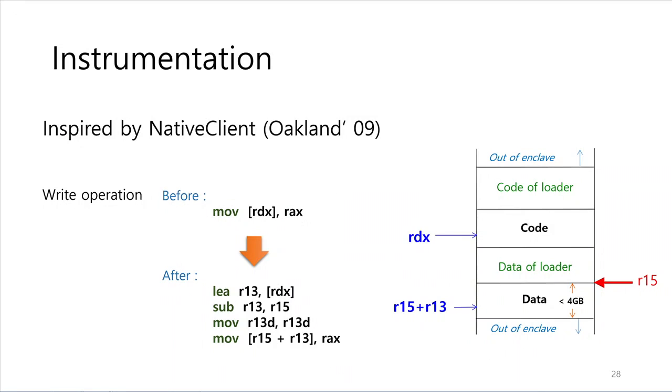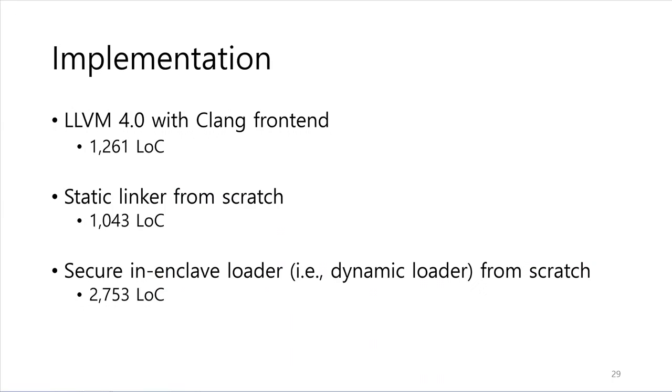In our design, we create an instrumentation that is inspired by Native Client. Because of the time limitation, I will skip the detail here in this presentation, but you can read the paper for the detail. We implemented SGX-Shield using LLVM 4 with a Clang front end. We mainly engineered the compiler backend for the fine-grained ASLR and for the software-based permission enforcement. And we also implemented a static linker and a secure in-enclave loader, which is a kind of dynamic loader, from scratch. Currently SGX-Shield only supports static linking.